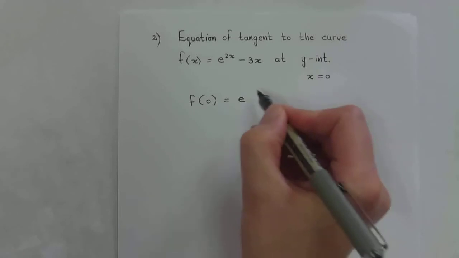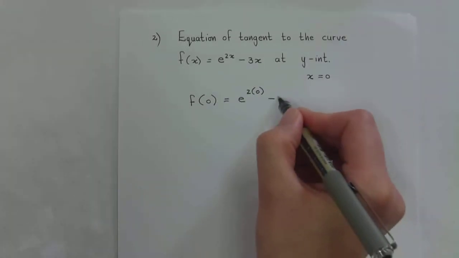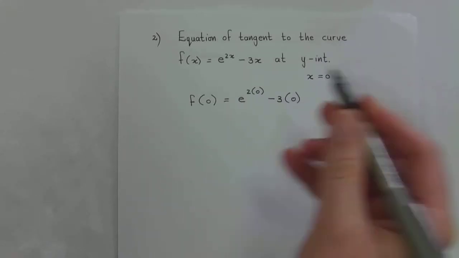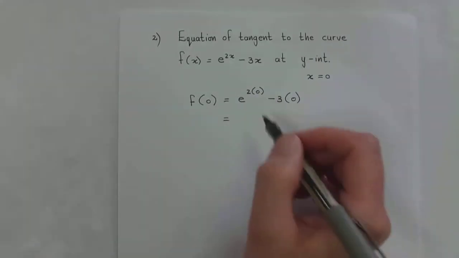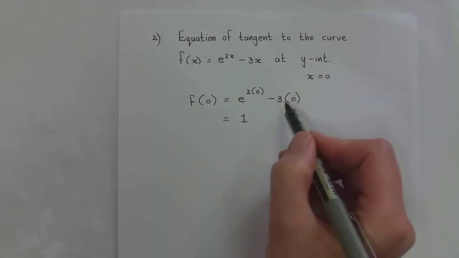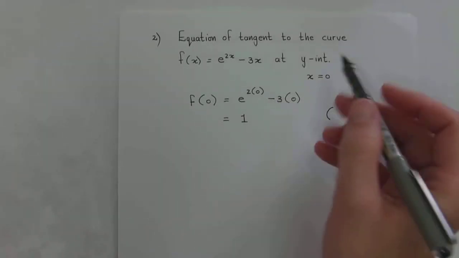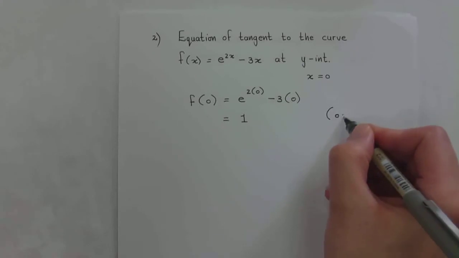And we have e to the power of 2 times 0 minus 3 times 0, and that is just going to give me 1. And the reason it's going to give me 1: 2 times 0 is 0, e to the power of 0, or anything to the power of 0, is 1, and then minus 3 times 0 is just going to be 0. So I know that the y-intercept is the point (0, 1), and I'll come back to that a little bit later.